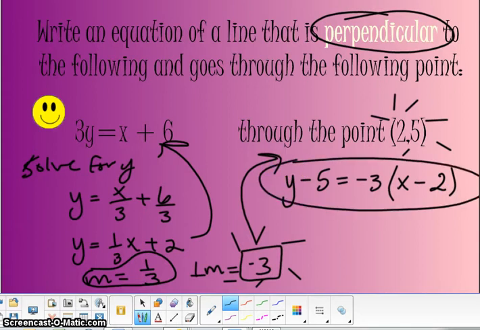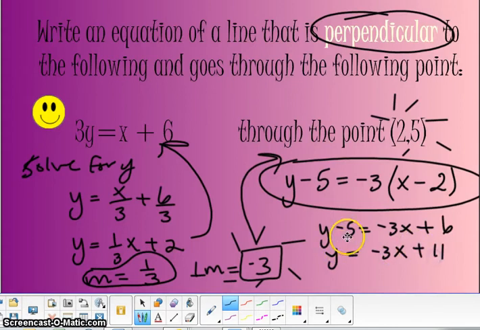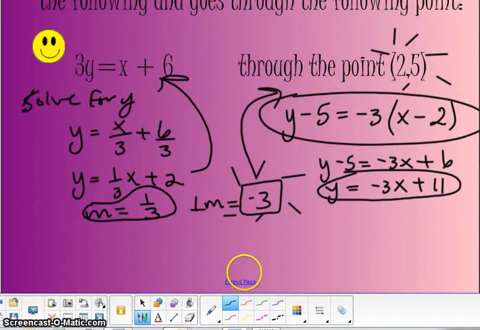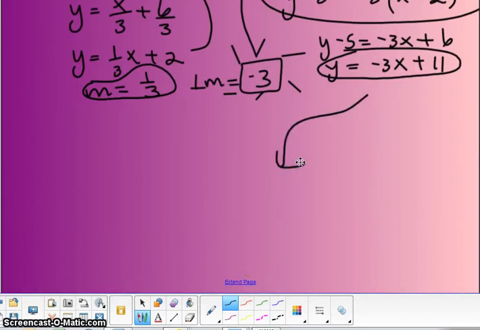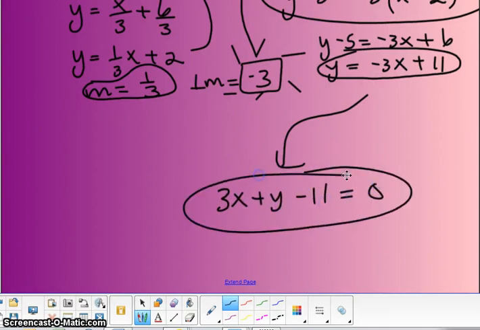If we want slope intercept form, we'd have to simplify: negative 3x plus 6, and then add 5 to both sides, negative 3x plus 11. Slope intercept form. And standard form is not too far away. We don't have to worry about a fraction here. We just have to get everything set equal to 0. So 3x plus y minus 11 equals 0. And that would be standard form.